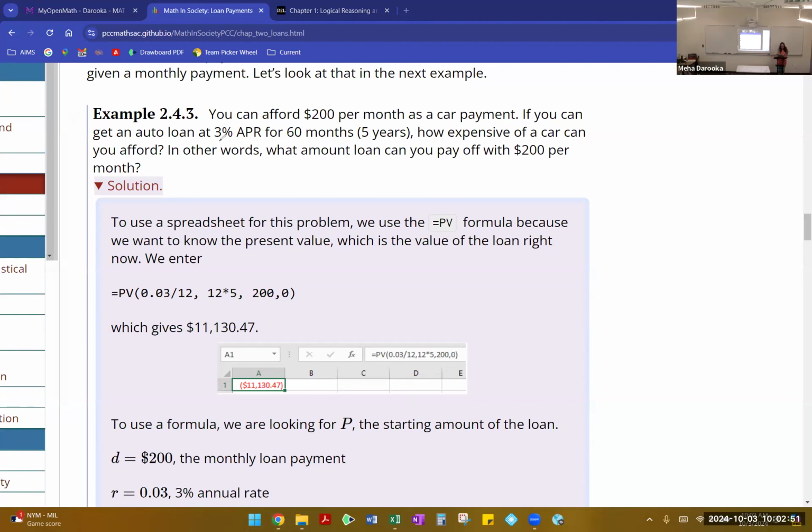So we're basically saying, okay, using that present value formula, we know that we are getting a 3% loan. All right, so we are getting a 3% APR, so that of course becomes 0.03. Normally you are making monthly payments, and we did say we can afford to pay $200 per month. So that's the 12. And then 12 times 5 for the number of periods, right? And then of course, we're saying our regular payments will be $200 and your future value should be zero. So based on that, when we plug that into the PV formula, you can see we're basically saying that we can get a loan of $11,130.47.